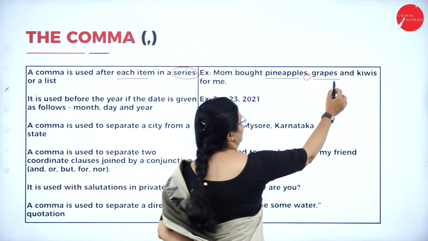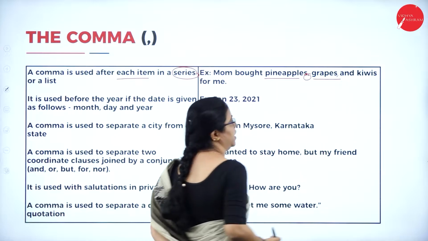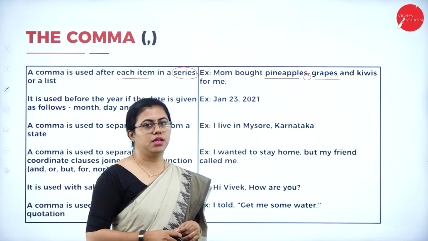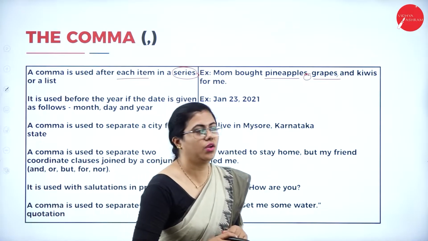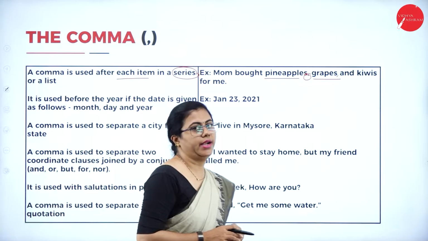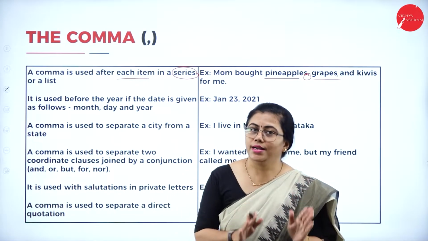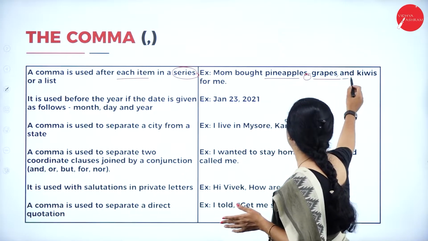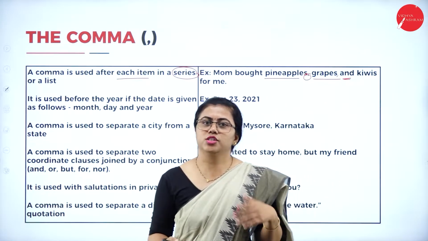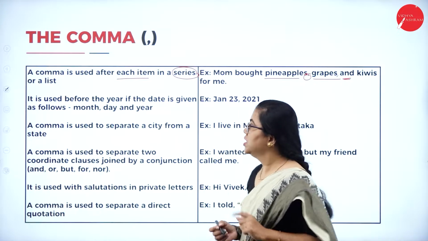At times you use a comma before the "and" also, which is also correct. Even if you don't write it, that is fine. So you have a series of items, and in between each item you use a comma unless you use a conjunction. If there is a conjunction, you need not use a comma. It is not very essential. So that is one place.